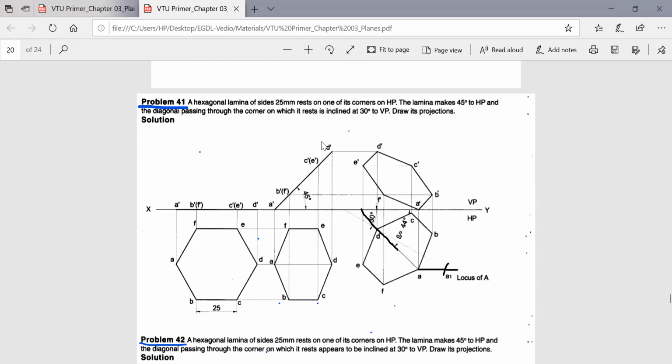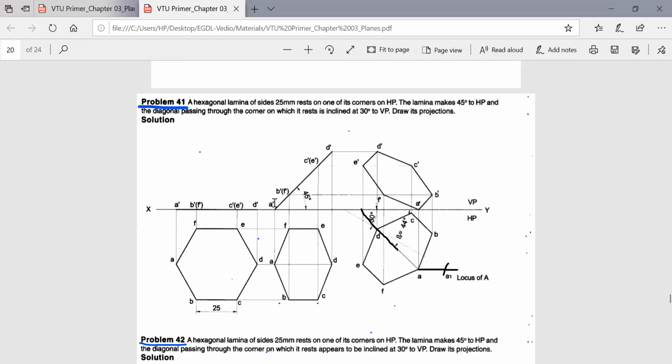After that, do name it, don't forget. Write it here: B dash of F dash, C dash of E dash and D dash. After you mark all the points, please take the projection down. Once you take the projection down, you extend the projections from the top view also.